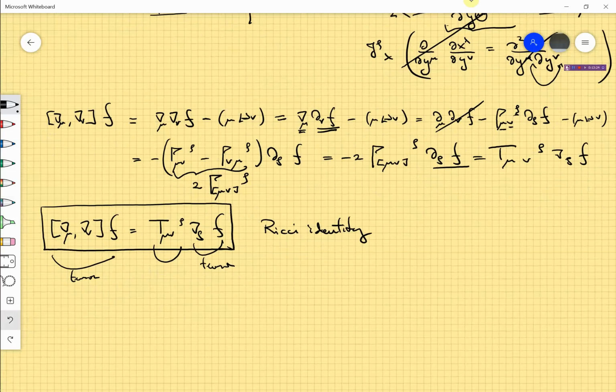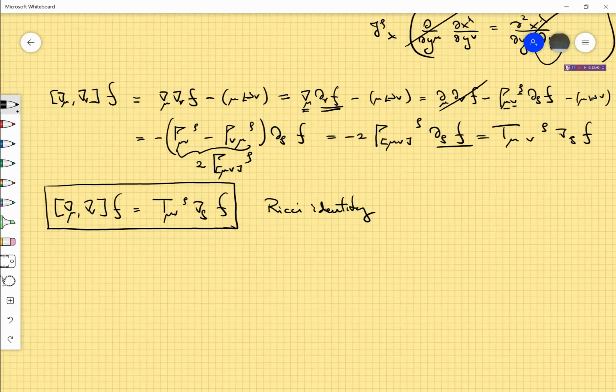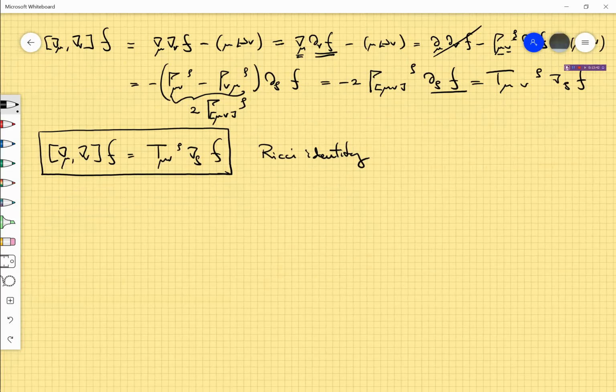We will see more Ricci identities. This is the simplest. In this one only the torsion appears, but in the rest of the Ricci identities there will be another element that we are going to study now. The next thing that we can do with this rule of parallel transport is to study this situation.